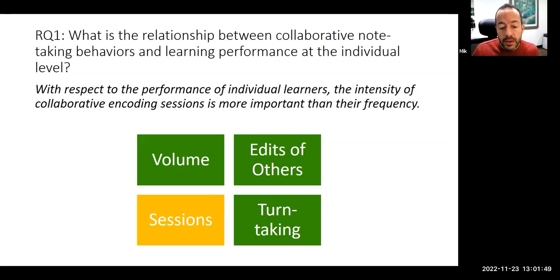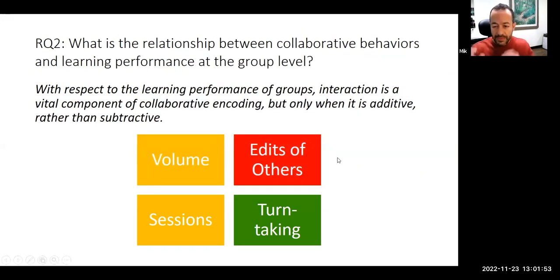Okay. But then we also need to look at this at the group level, because you have the individual level, what happens to the individual students, but then we can also look at the whole group and look at all the variables at the group level. And we can also look at an average of the quiz scores at the group level. And it's quite different what we found when we zoom out to the group level, because what we see is that volume and sessions have no correlation with quiz scores at the group level.